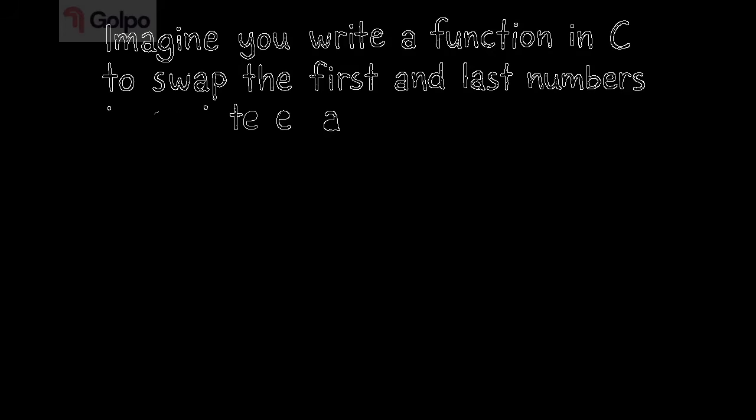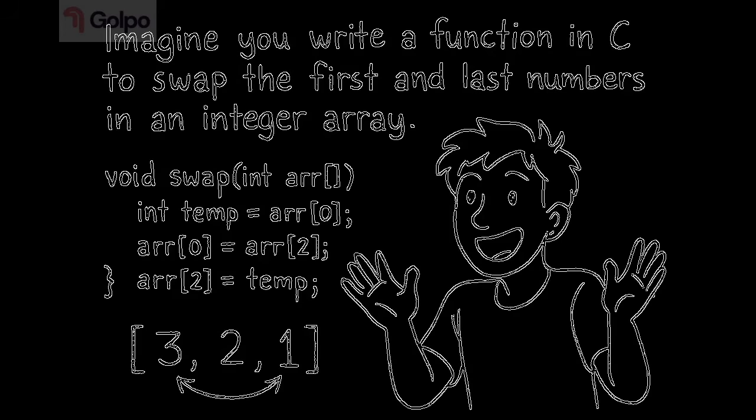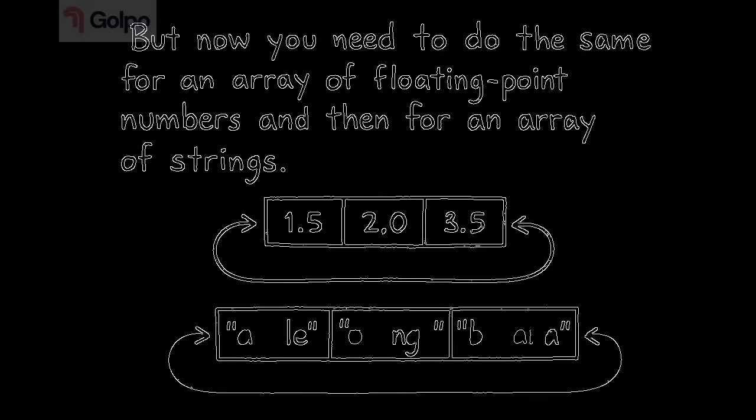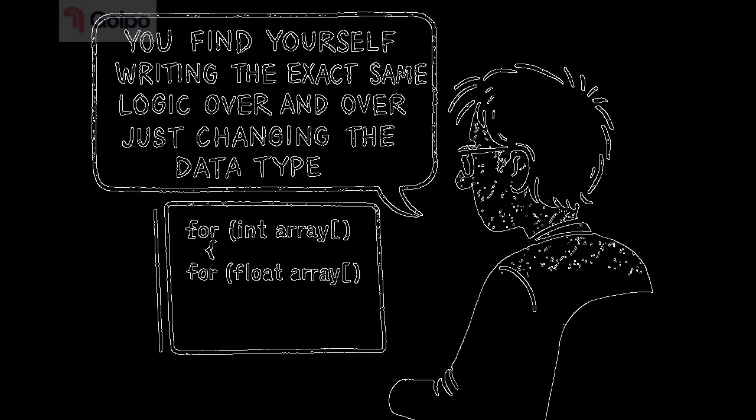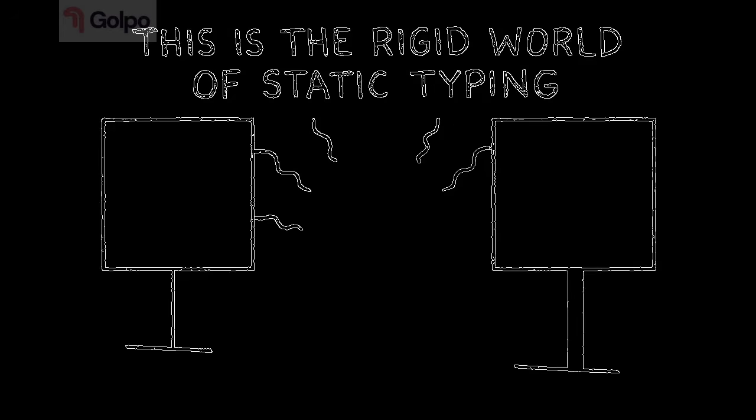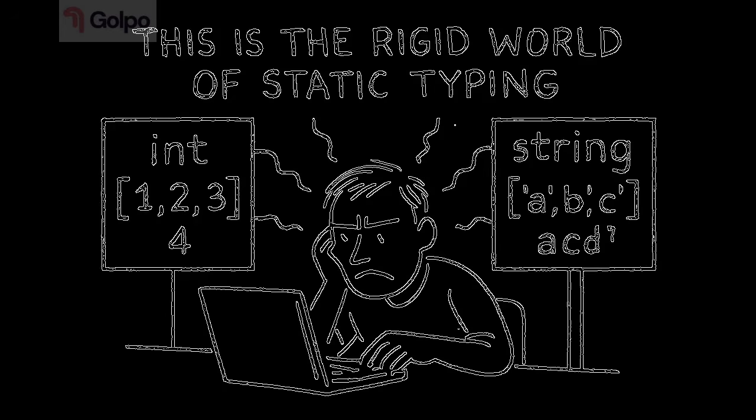Imagine you write a function in C to swap the first and last numbers in an integer array. It works perfectly. But now you need to do the same for an array of floating point numbers, and then for an array of strings. You find yourself writing the exact same logic over and over, just changing the data type. This is the rigid world of static typing, and it begs for a more elegant, universal solution.